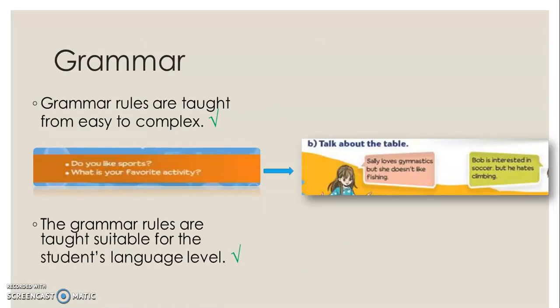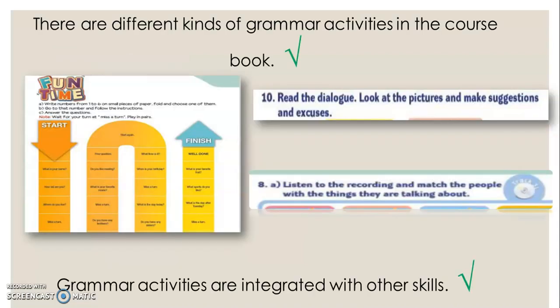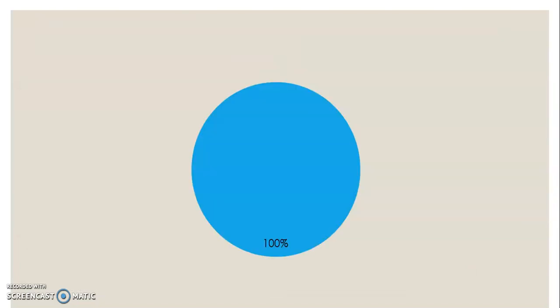When we look at the grammar part, we can see that grammar rules are taught from easy to complex. As you see in the example, firstly, students are asked to make simple sentences. Then, they are asked to make sentences with a conjunction. The grammar rules are taught suitable for the students' language level. Also, there are different kinds of grammar activities in the coursebook. Grammar activities are integrated with other skills like listening and reading. The grammar part is suitable according to our checklist and takes yes from all the sections.